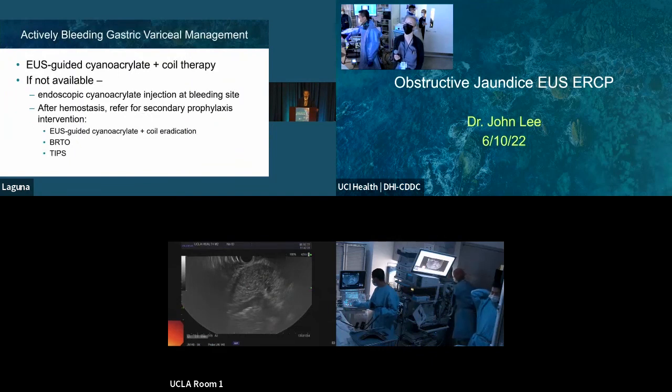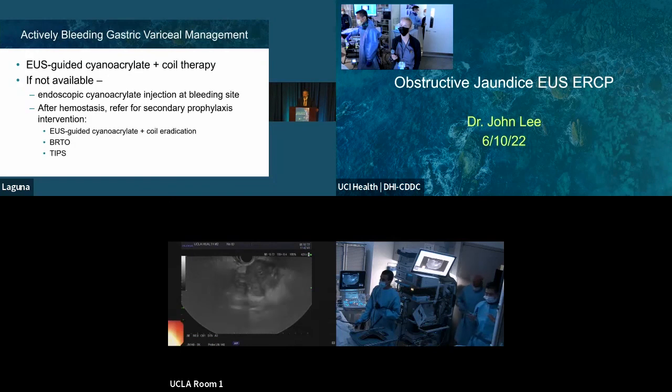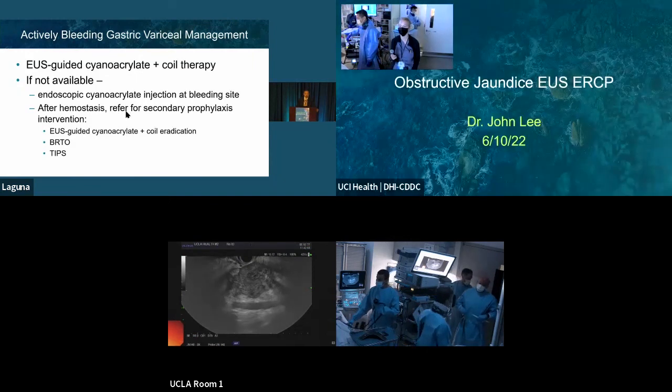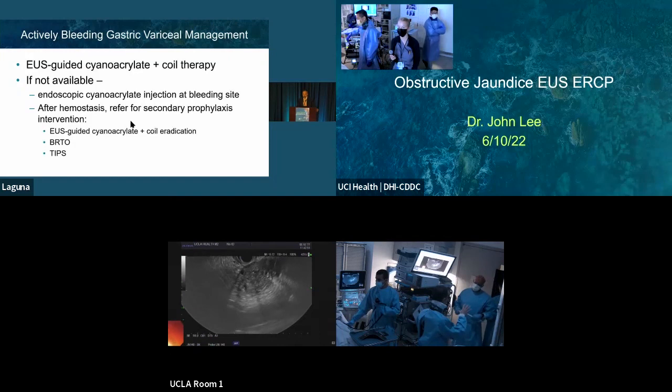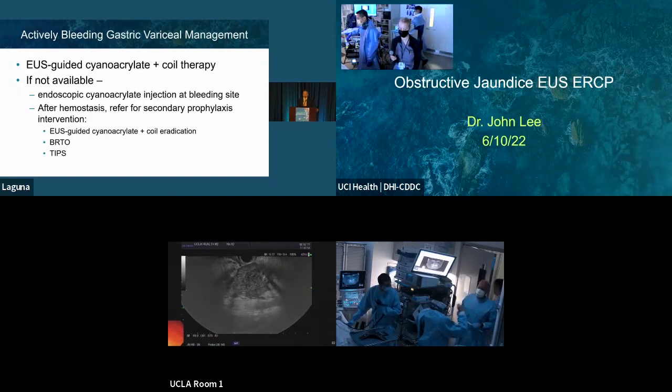So where are we now? I guess what I'd leave us with is, EUS-guided cyanoacrylate and coil injection therapy is rapidly becoming the standard of care in centers of expertise. If it's not available to you, straight glue injection works in the acute setting. And then, of course, after you've achieved immediate hemostasis, refer on for more definitive therapy, whether it's a center with expertise in EUS-guided therapies, or discuss with your radiology colleagues, BRTO or similar.